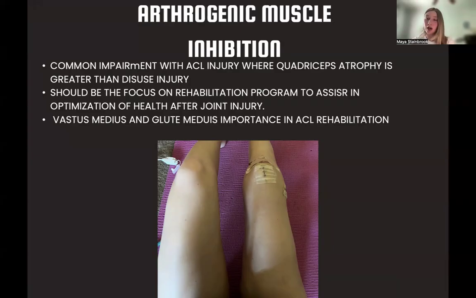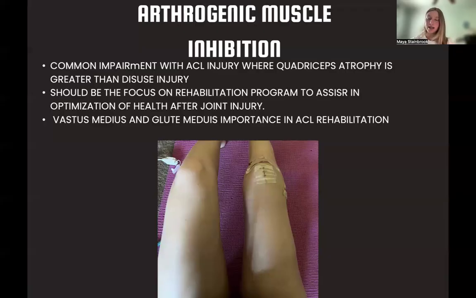So this is a very common impairment with ACL injury. And quadriceps atrophy is greater than that disuse injury. It's a complex neurological impairment that comes from altered afferent information between the brain and the muscle. So, changes in the muscle function, and it also leads to a biomechanical deficit in strength and movement patterns following ACL tear, which can lead to deficits in rehab, which we want to address throughout all phases of rehab because this can be ongoing if it's not addressed and those neurological pathways aren't restored.